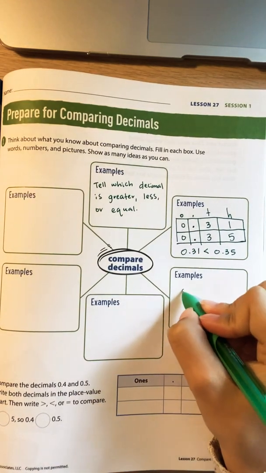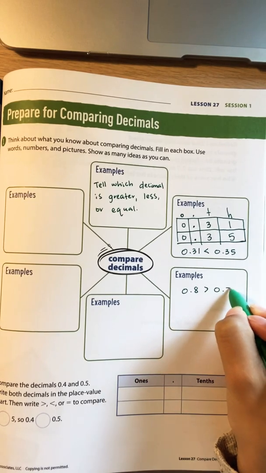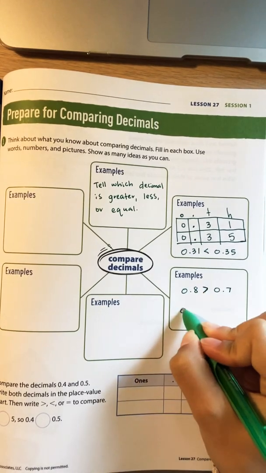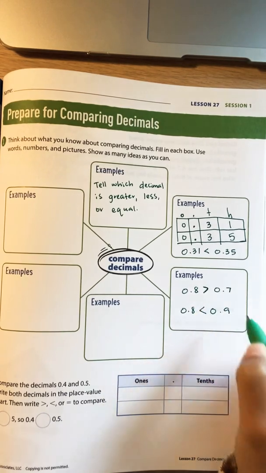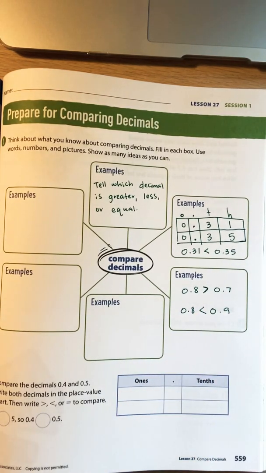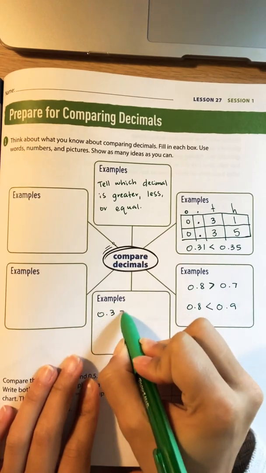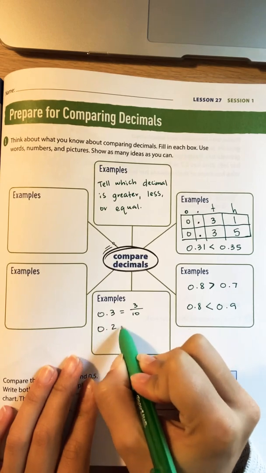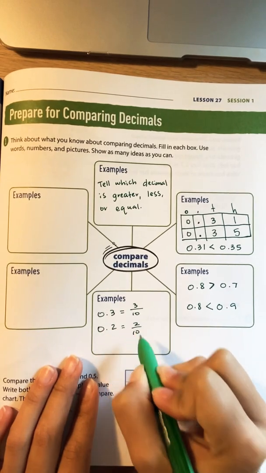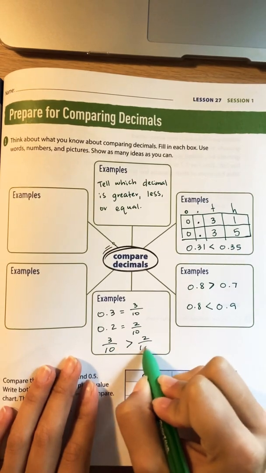Okay, and then I can just draw some more examples, or write some more examples. 8/10 is greater than 7/10. 8/10 is less than 9/10. I could convert some stuff to fractions first, so 3/10 equals 3/10. 2/10 equals 2/10. 3/10 is greater than 2/10.